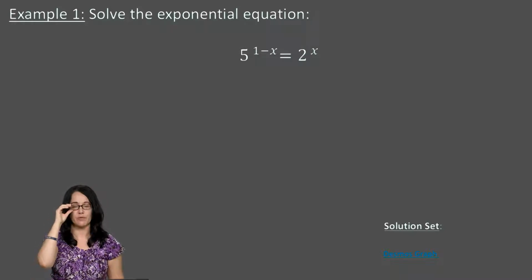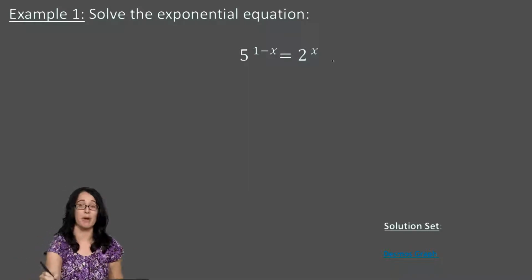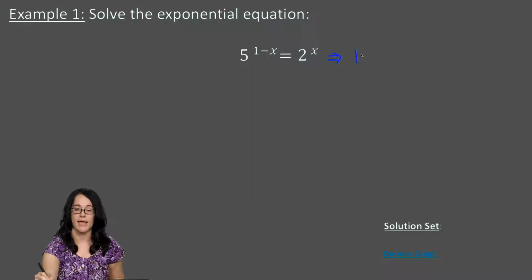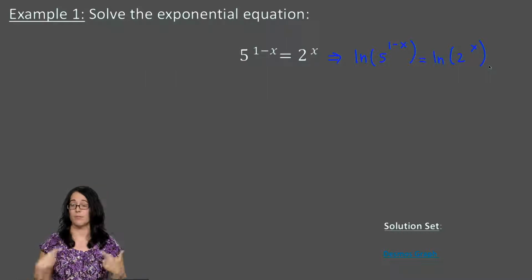So we're going to begin with our second pattern, which was to take the log of both sides to bring our powers down. Let's do it. So if I do that, this is ln, or log, whichever you choose, of 5 to the 1 minus x equals ln of 2 to the x. Now the reason I do that is to bring down the powers.